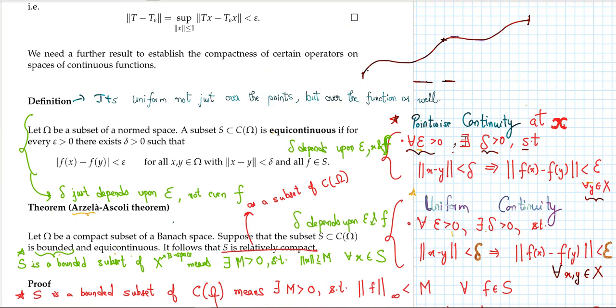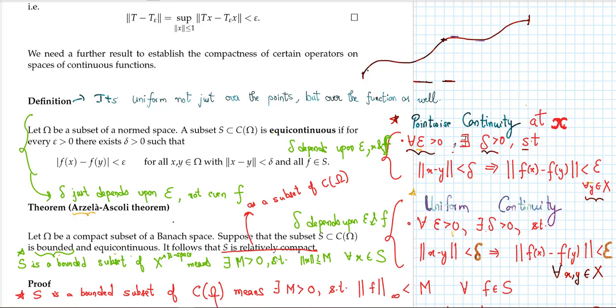And the next thing that I would like to show is, so let us discuss pointwise continuity at x. By pointwise continuity at x, I mean for every epsilon greater than 0, there exists a delta greater than 0 such that norm of x minus y less than delta implies that the norm of f of x minus f of y is less than epsilon for all y belonging to X. So this is what I mean by pointwise continuity.